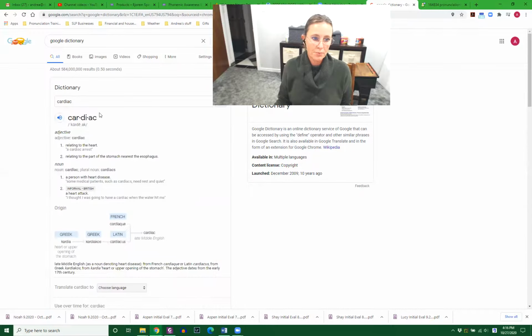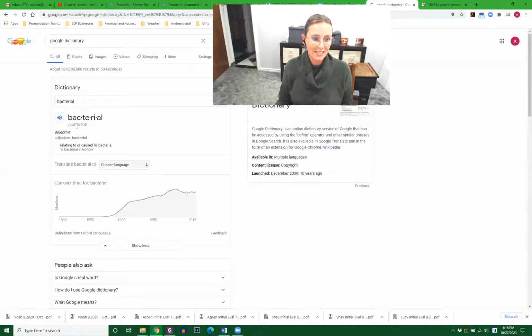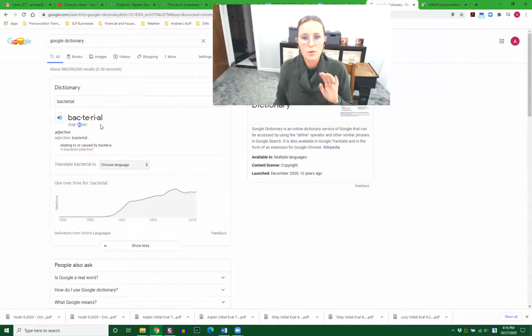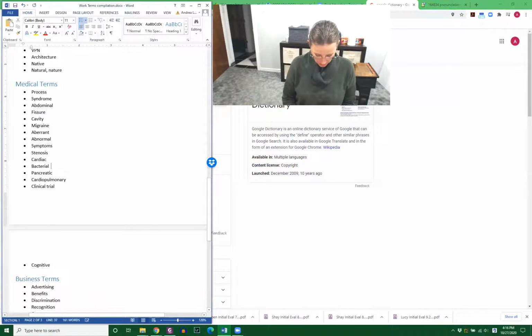Bacterial, bacterial. I don't like the way that Google, and a lot of sound systems, write this vowel R because it looks like it should be something else. Here's how I would write it. They're correct that that's the stressed syllable. Back, no, it's not. Bacterial, back.